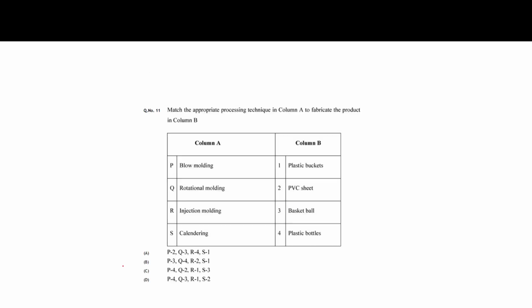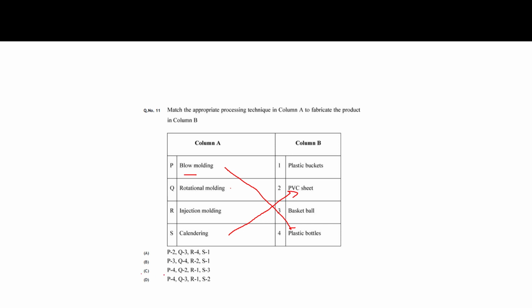Now we have to match the appropriate processing technique in column A with the fabricated product. Like blow molding: blow molding is the process, extrusion blow molding or injection blow molding, for making plastic bottles, like thumbs up bottles, all of this. Rotational molding, calendering. Calendering is used to make sheets. So the P will be 4.